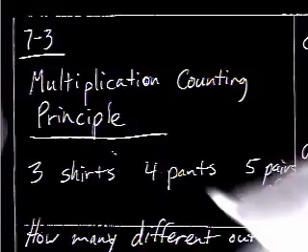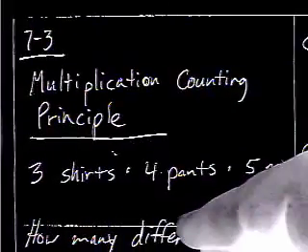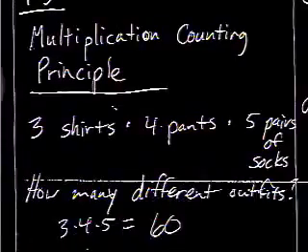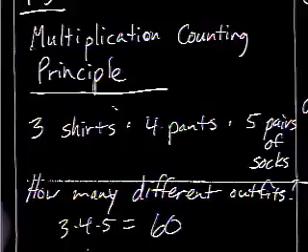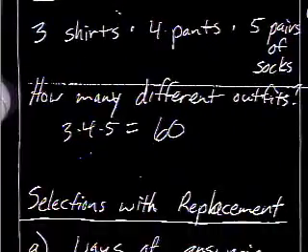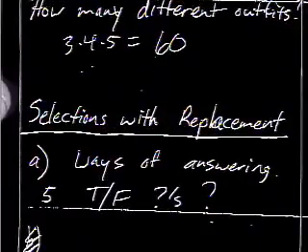Well, this is just multiplying them together. 3 times 4 times 5. We end up with 60 different outfits when we multiply 3, 4, and 5 together. So that's as difficult as the multiplication counting principle gets, and we can use that in a variety of different ways. We talk about situations which are selections with replacement.